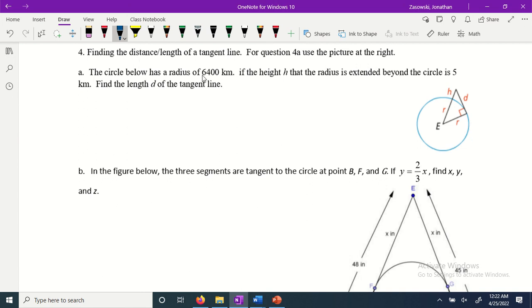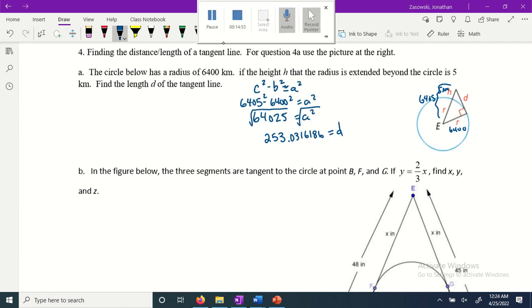So the circle below has a radius of 6,400 kilometers, and a height that extends is also 5 kilometers. So not really drawn to scale. So that means this whole side is 6,405 kilometers. We want to know the length of d there, so we can just use our Pythagorean theorem. So see if you can try this one, and then we'll come back with an answer.